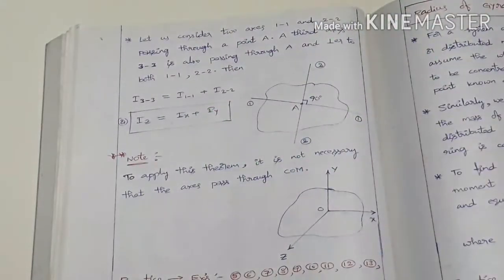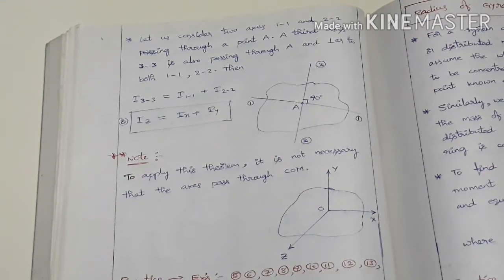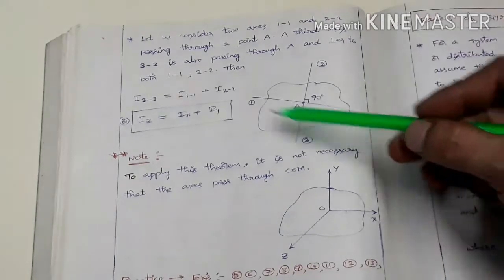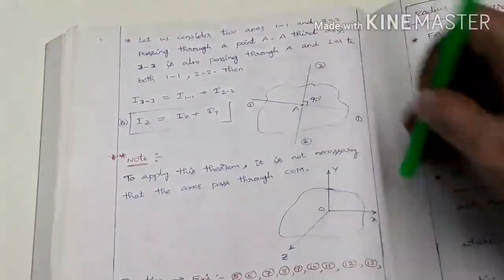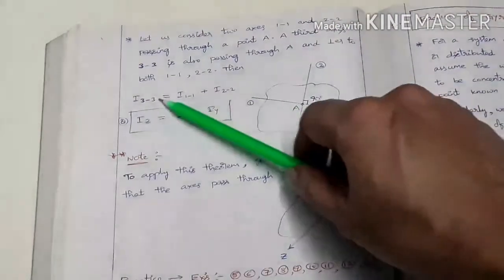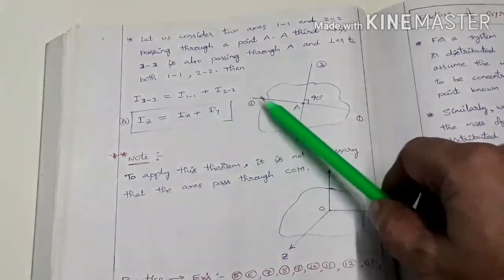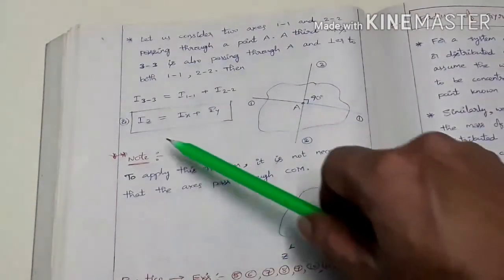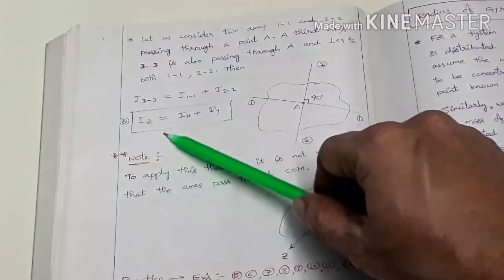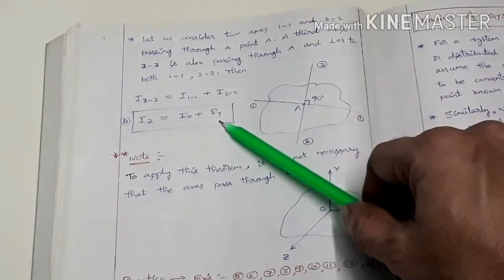It is enough. Simply choose a plane laminar body. Choose three mutually perpendicular axes here. So the moment of inertia about the axis which is perpendicular to the plane lamina, I33, equals I11 plus I22. See, I11 and I22 are lying in the plane laminar body here. For example, Iz equals Ix plus Iy.